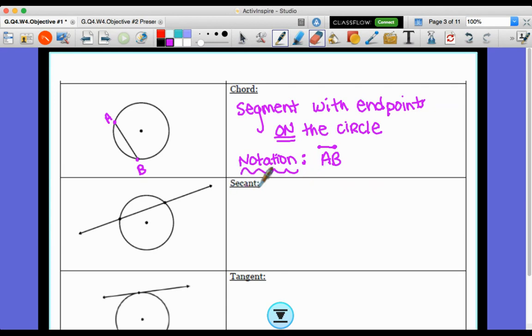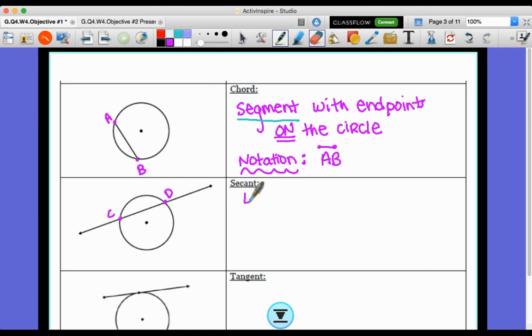This is called a secant. It's kind of like a chord, like it contains a chord. If I just focused on just from here to here, that would be a chord. I'll call this point C and this point D, so we can look at the difference with the notation. So this is a segment. A chord is a segment.